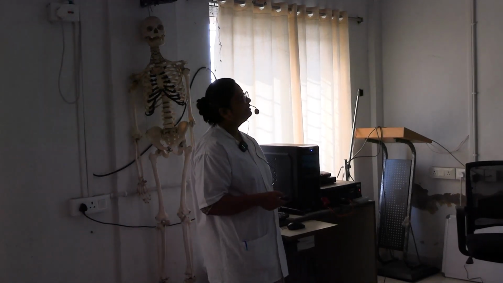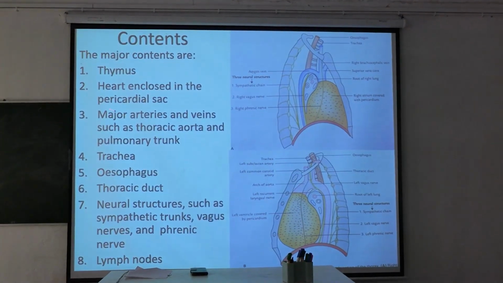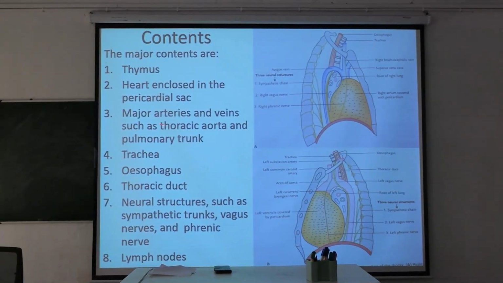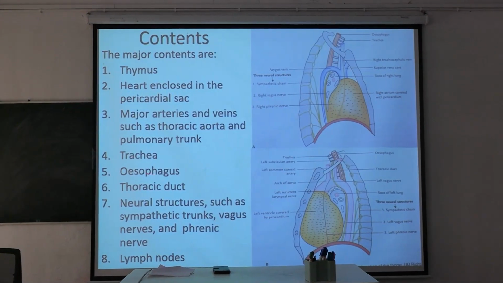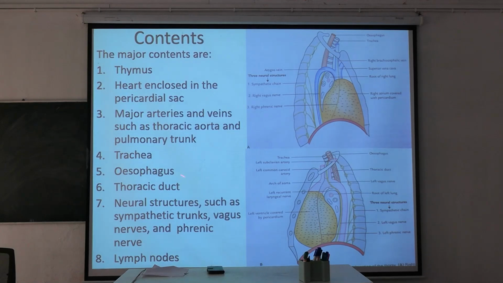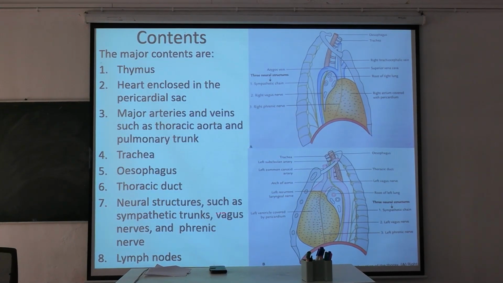Now what are the contents? Major contents are thymus, heart enclosed in the pericardial sac, major arteries and veins such as thoracic aorta and pulmonary trunk, trachea, esophagus, thoracic duct, neural structures such as different nerve trunks like sympathetic trunks, vagus nerves and phrenic nerve, and lymph nodes are there.